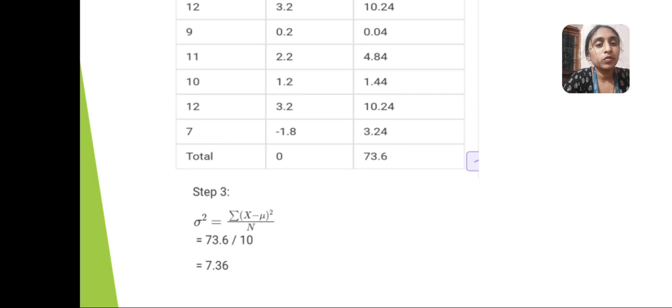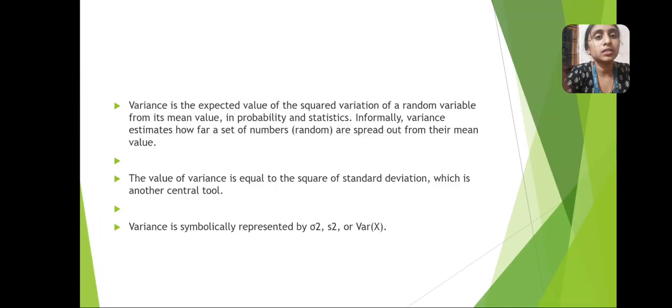So the sum of the squared deviation values we got is 73.6. Then the total number of values n is 10. So the answer is 7.36.